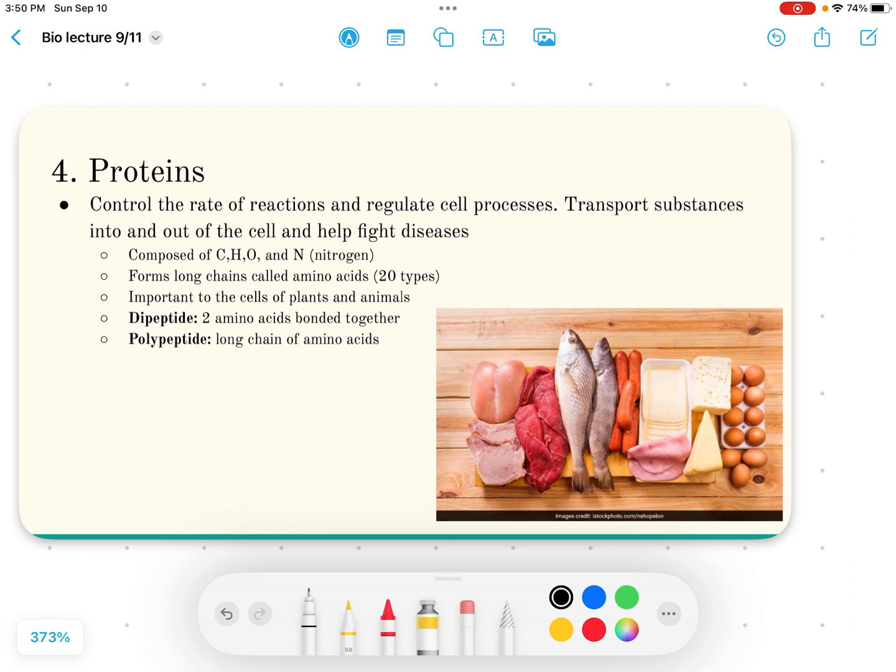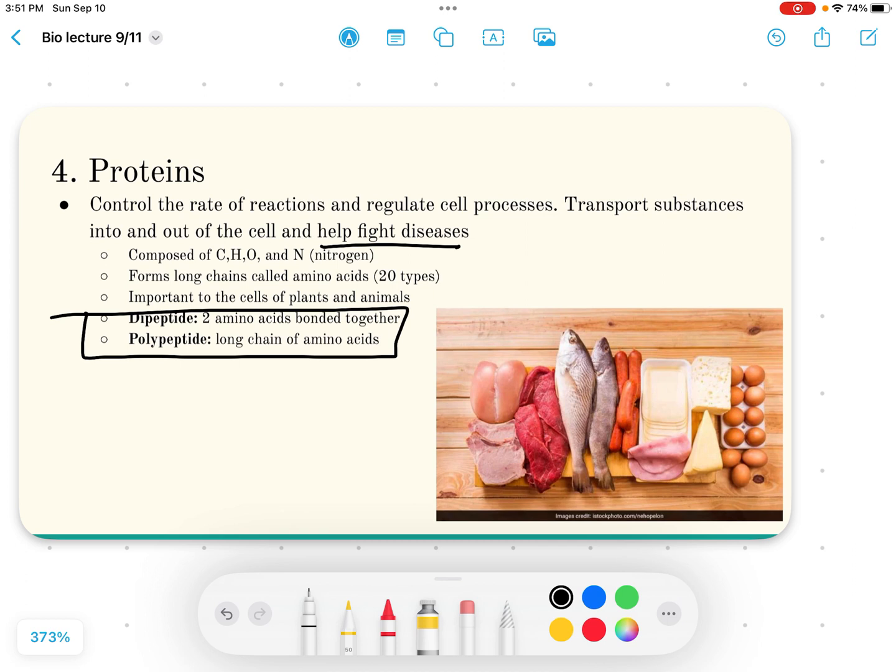We have a dipeptide, which is 2 amino acids bonded together. And then we also have a polypeptide, which is 2 or more peptides chained together to make these amino acid chains. So RNA is really good at helping us create these polypeptides that our body needs for different functions in the body, whether it is to help us fight diseases or to help move things around the cell, or just to regulate the system in general.